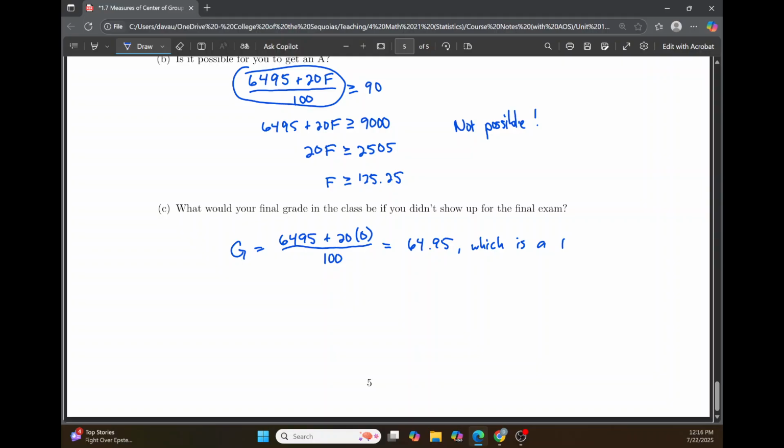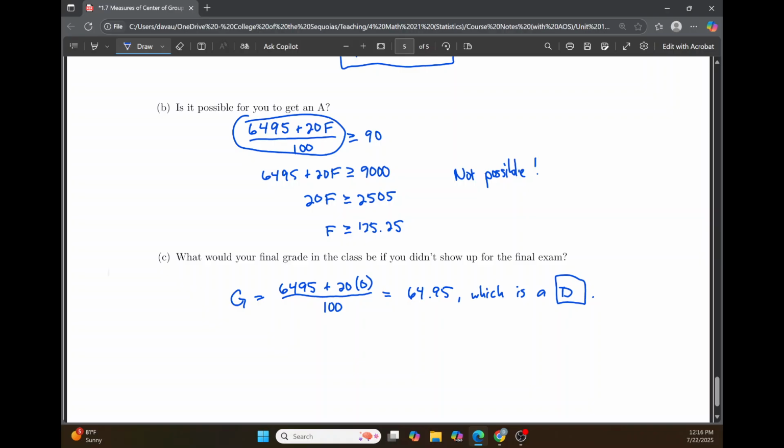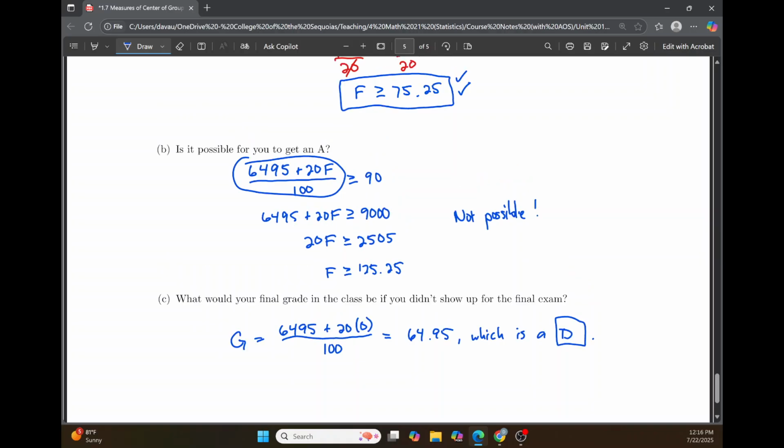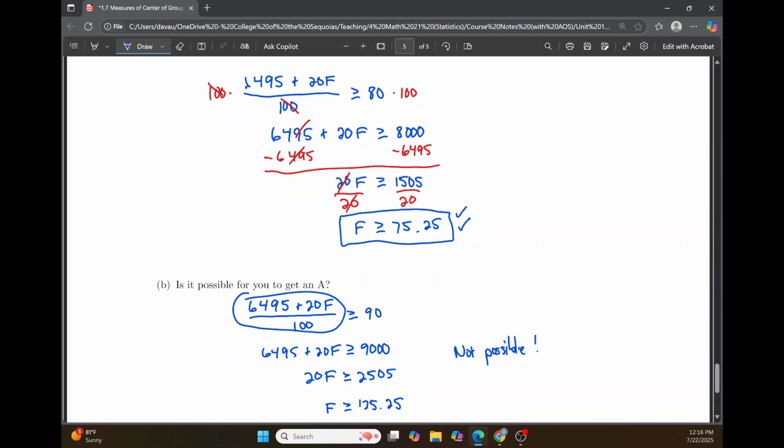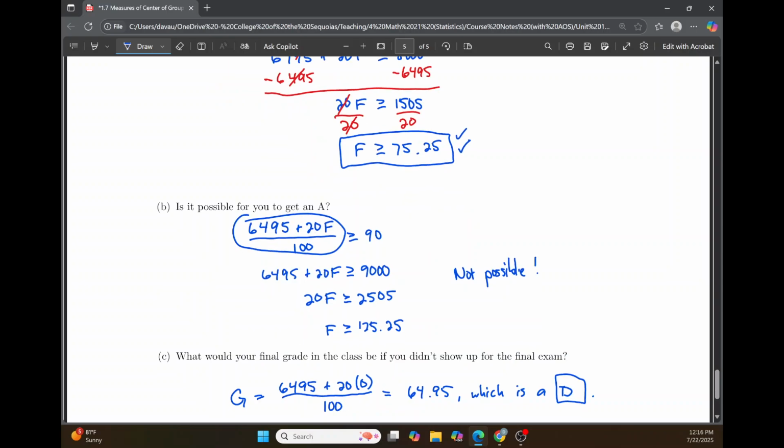Okay, so if you don't show up for the final exam at all, then you get a D in the class, which is not even passing, right? You don't pass the class if you don't show up for the final exam. So you still need to show up and take the final exam. You can get a B as long as you get at least a 75% on the final. But you do need to show up and actually take that exam. Otherwise, you fail the class, right? Which you probably don't want to do.